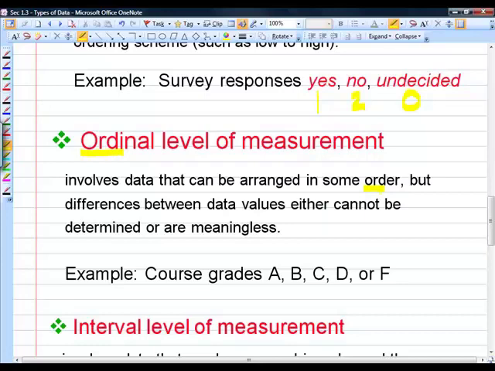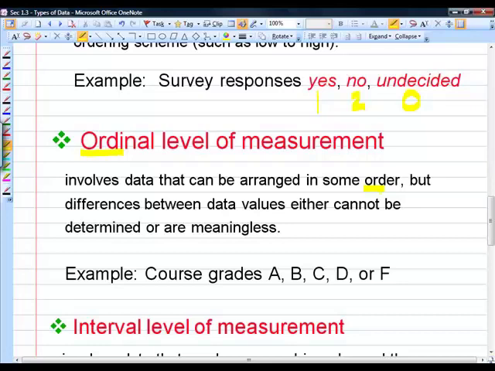Let the vocabulary kind of guide you to the understanding. So this involves data that can be arranged in some order, but the differences between the data values either cannot be determined or are meaningless. For example, grades in a school.